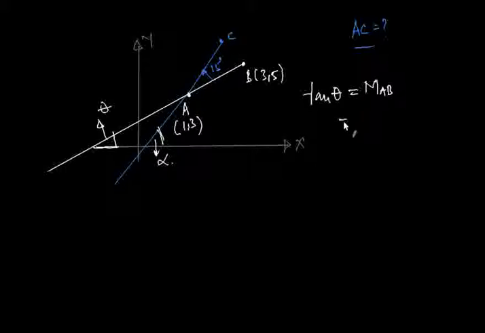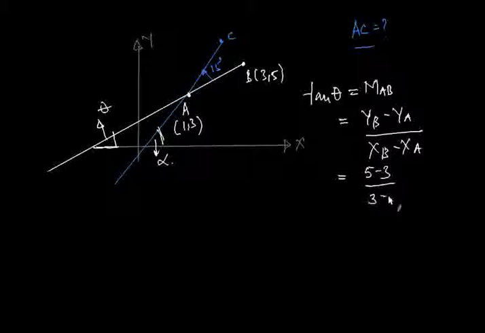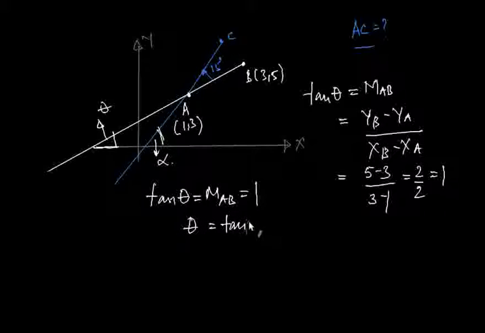So do we know the slope of the line? Well, the slope of the line is easy to calculate. We have A and B, two points, and that's enough to calculate the slope of a line. So slope of AB is simply (yB minus yA) divided by (xB minus xA), which, if we plug in the values, becomes (5 minus 3) divided by (3 minus 1), which is 2 divided by 2, which is equal to 1. So tan theta, which is equal to the slope of the line AB, is equal to 1. So what is theta? Theta is simply tan inverse of 1, and that turns out to be 45 degrees.